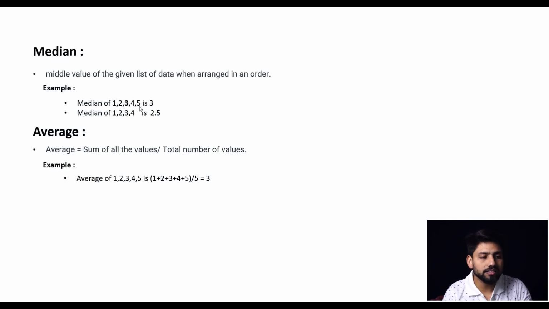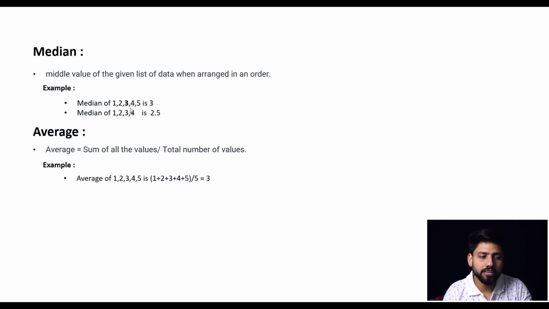Now this scenario is for an odd numbered list. That means you are having 5 data values, or 5 records, in this whole list. So it will be the middle of the whole list.